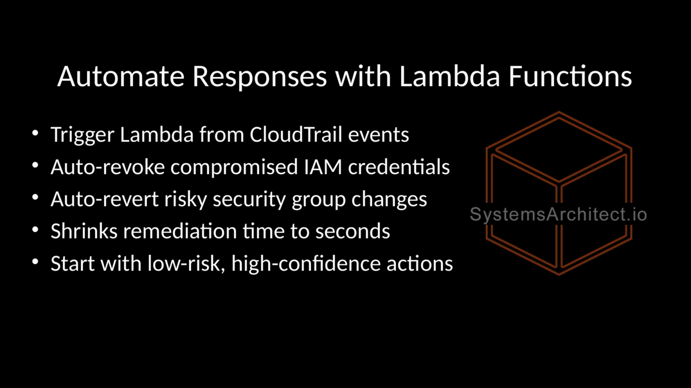10. Automate responses with Lambda functions. CloudTrail events flowing into CloudWatch or EventBridge can trigger AWS Lambda functions that respond automatically, turning detection into remediation without waiting on a human. A classic example is automatically revoking compromised IAM credentials or reverting an unauthorized security group change, which shrinks remediation time from hours to seconds.